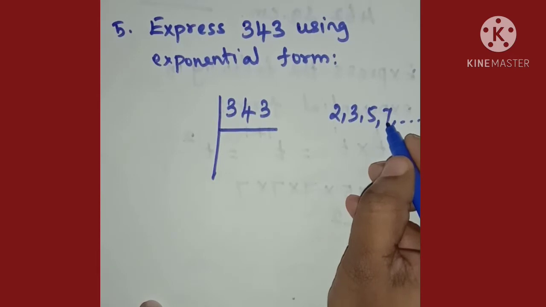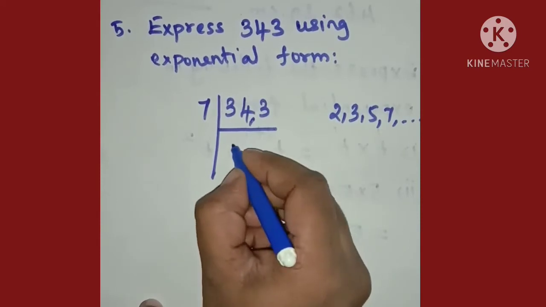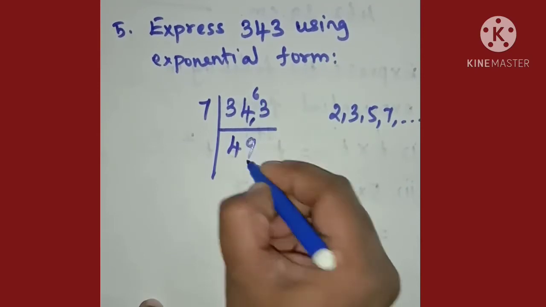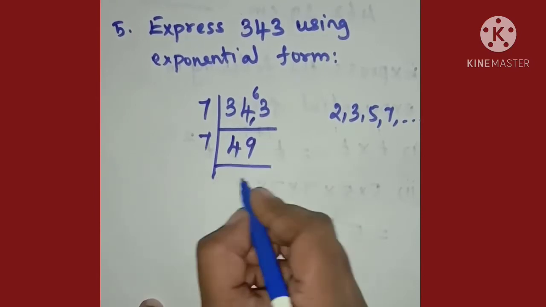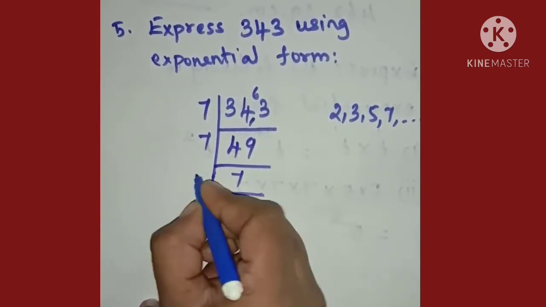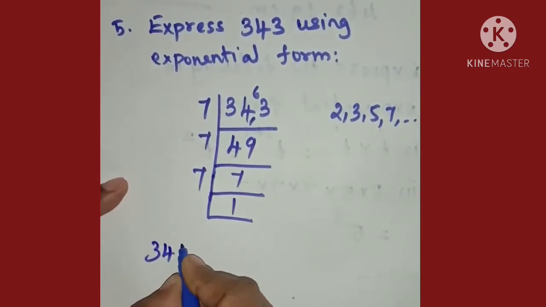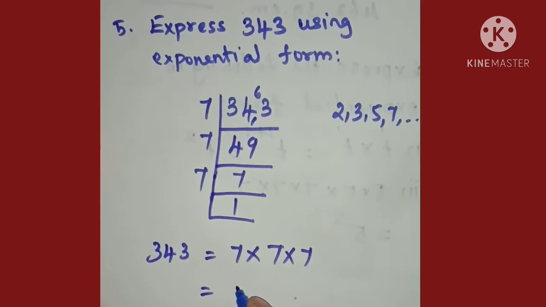So our next choice is 7. So 7, let us take 7. So 7 4s are 28. Remainder 6. 63 is 9 7s are 63. Again it is divisible by 7. So 7 7s are 49. So 7, let us take 7, and it is 1 time. So 343 can be expanded as 7 into 7 into 7. So the exponential form of this expanded form is 7 is multiplied by itself 1, 2, 3 times.